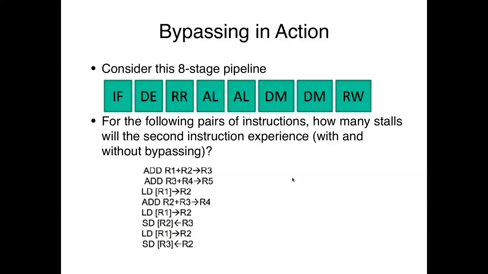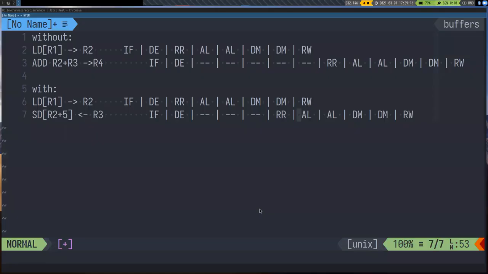Okay. Last one. We already know it's going to take 5 stalls to do this without bypassing. With bypassing, what is it going to take? So I'll copy this over. And we're storing.